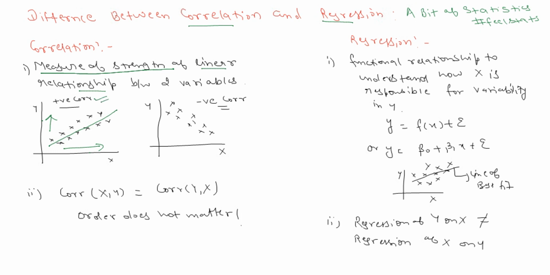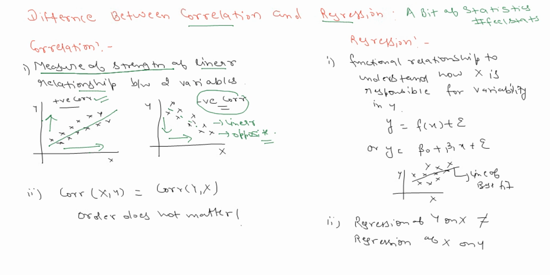And when one variable is increasing but the other variable is decreasing, this type of relation is known as negative correlation. Why? First of all, this is linear, and second, both variables are moving in opposite directions. That is why it is called negative correlation. Now, the concept of regression is very different from the concept of correlation.